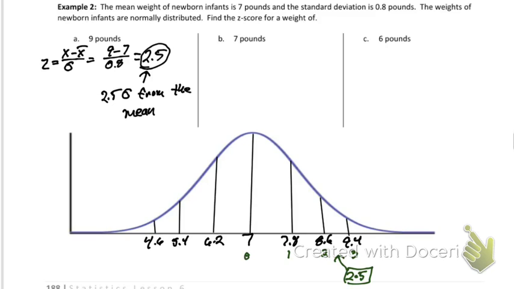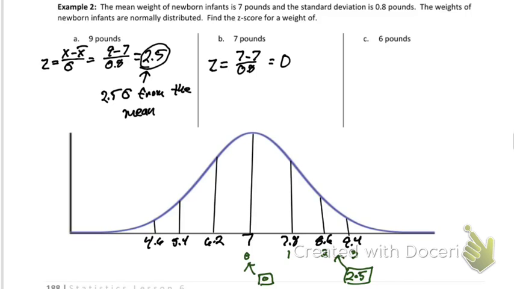Our next one is a 7-pound baby. If we're calculating the z-score of a 7-pound baby, that would be 7 minus 7 divided by 0.8, which equals 0. That makes sense because our mean was 7, so our z-score is going to be 0. Our z-score is 0 here because it's 0 deviations away from the mean. 7 pounds is the mean. So that would be an average-sized baby, where 9 would be pretty big and 7 would be average.